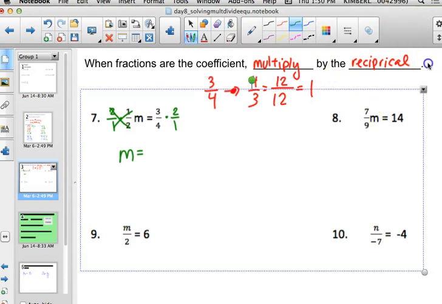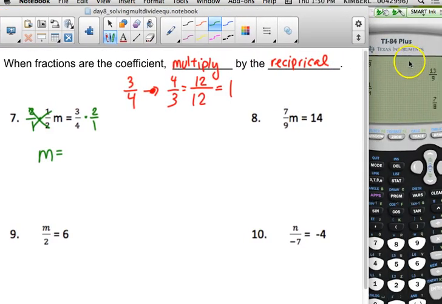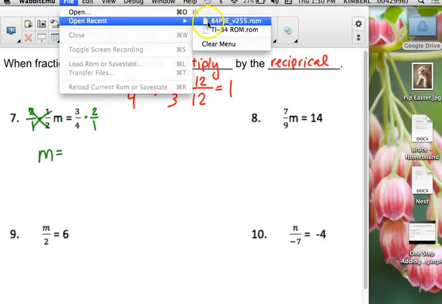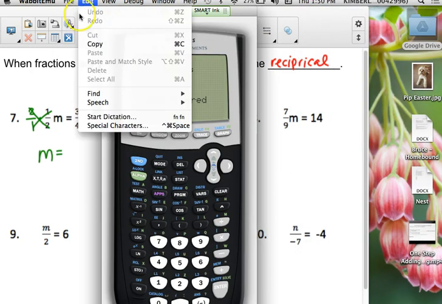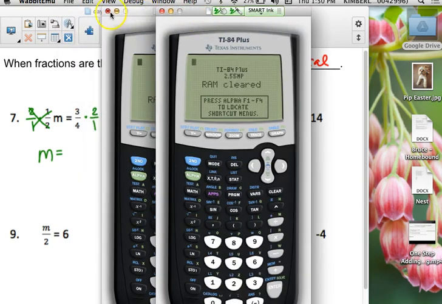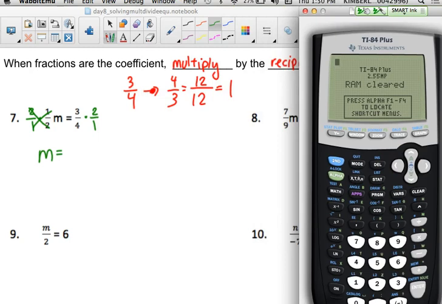I'm going to teach you how to do it in the calculator first. So again, if you want to type a fraction in for 3/4, you're going to hit the green button and then the y equals button. Again, to get a fraction button, you're going to hit the green button, and then the y equals button, and then the enter button.